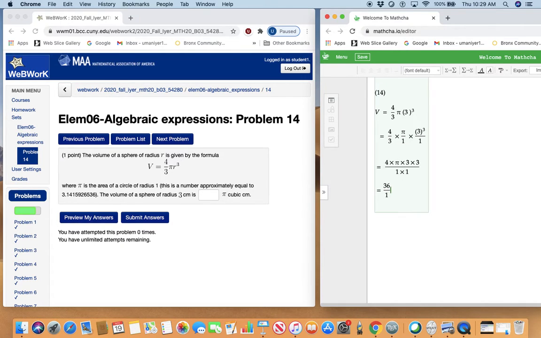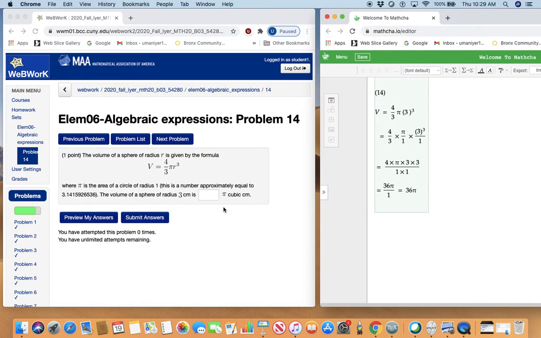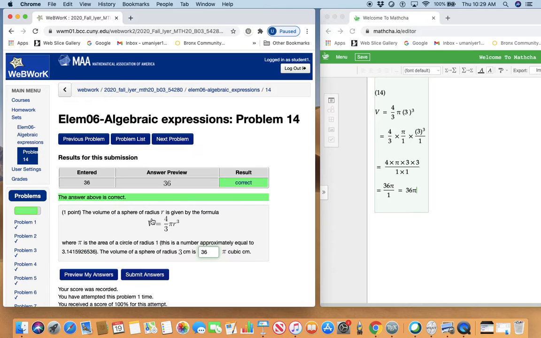You understand that pi? You could write it in the numerator. It makes no difference. So anything over 1 is itself. It is 36 pi. You understand? So that pi is written already. All you need to substitute here is 36. All right. Next problem.